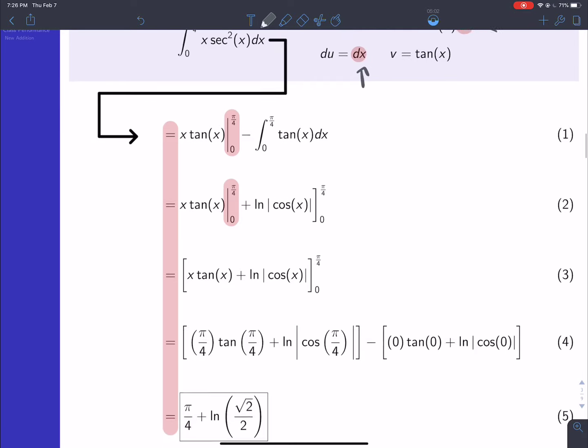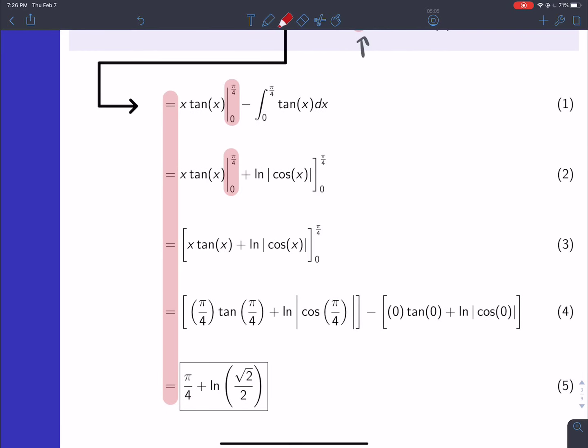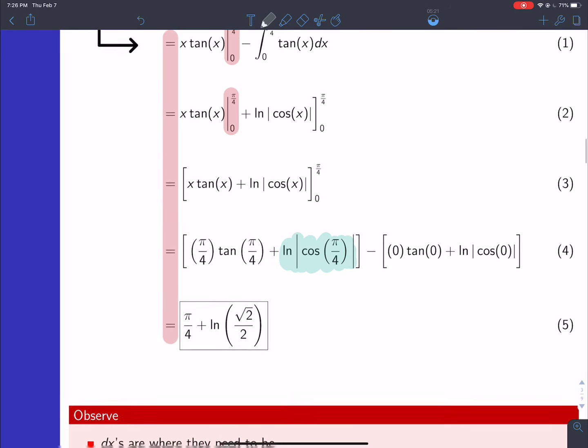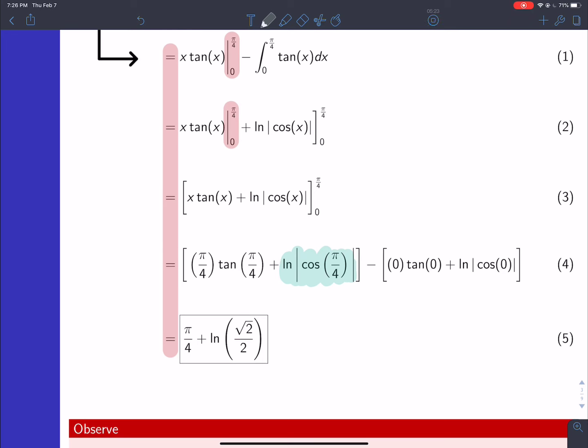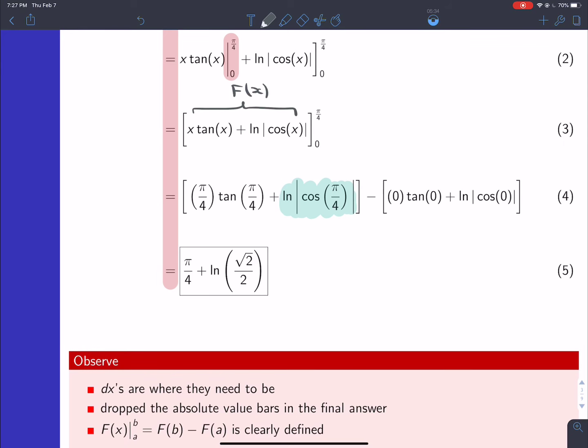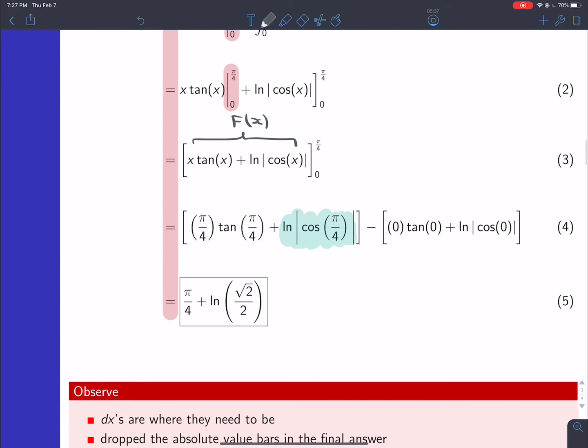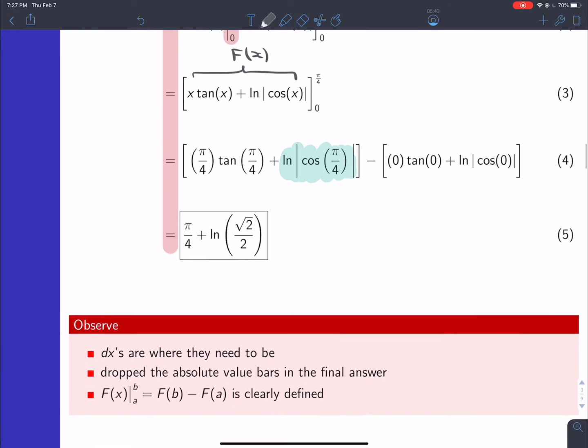And another thing to note towards the end of this problem is that I actually dropped the absolute value bars off the natural log. The reason for this is that we know that the cosine of pi over 4 is always positive, and so those absolute values are just redundant if you were to write them in the final answer. Some other things to highlight in this particular section is the fact that our antiderivative, capital F of x, is clearly defined. It's x times the tangent of x plus the natural log of the absolute value of cosine of x. And again, we're evaluating this antiderivative from a lower bound of 0 all the way to an upper bound of pi over 4.